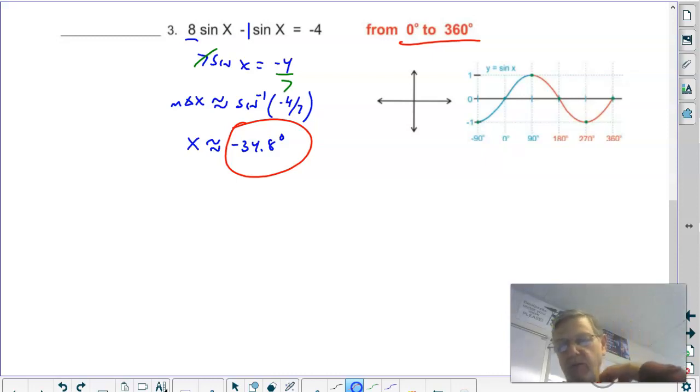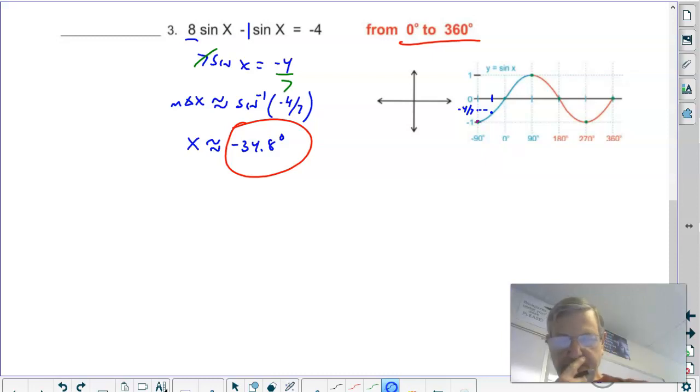You might say, well, why did we end up with -34.8? Again, because of the restricted domain on the inverse sine, right? So notice that -4/7 was a value. So we're about in, I don't know, maybe about there. So we're about here and come across, and that's where that -4/7 is, right? And actually I went probably a little bit too far.